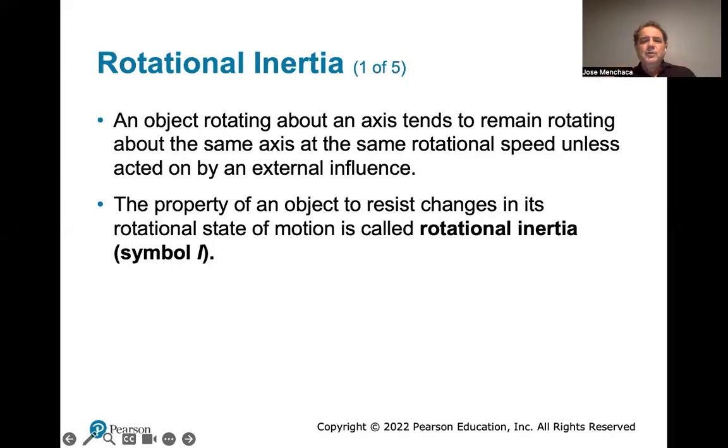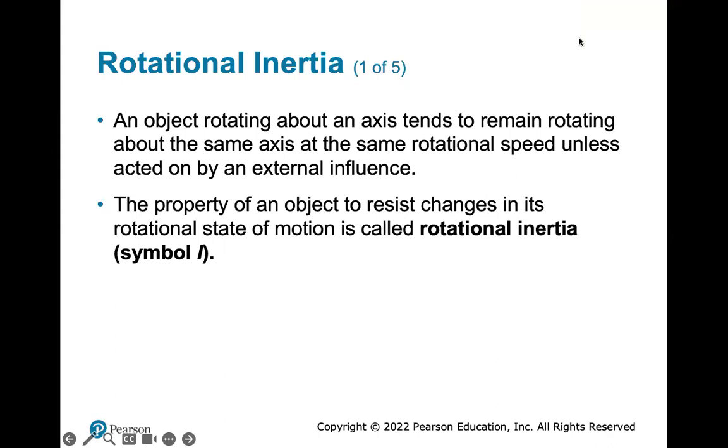Okay, this is part two of the chapter 8 discussion, and we're going to talk about rotational inertia. An object rotating about an axis tends to remain rotating about the same axis at the same rotational speed unless acted on by an external influence. Almost sounds like Newton's first law. The property of an object to resist changes in its rotational state of motion is called rotational inertia.